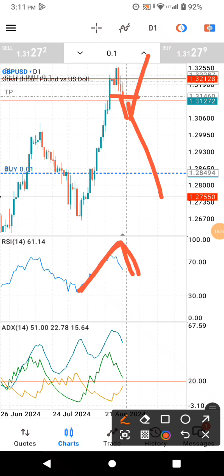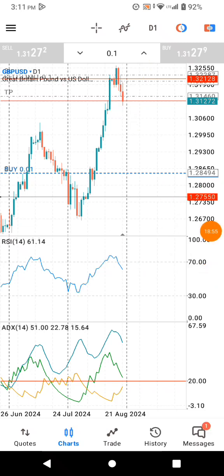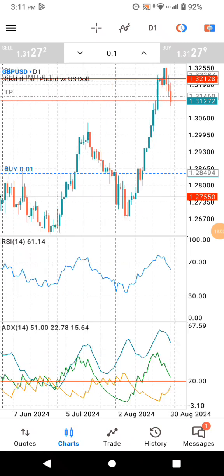I'm done with the RSI. I'm going to ADX. For ADX, the green one is for buying, and the red one is for selling.